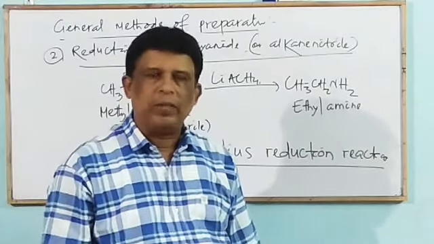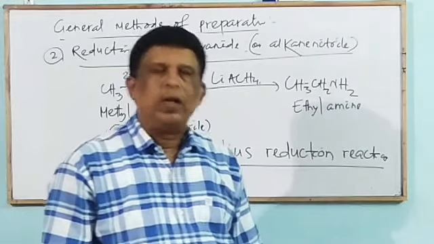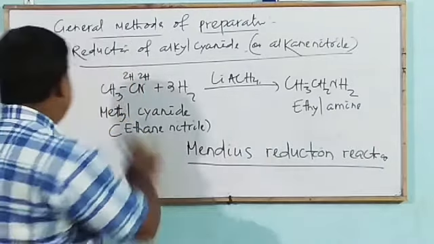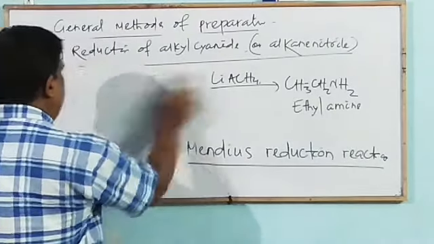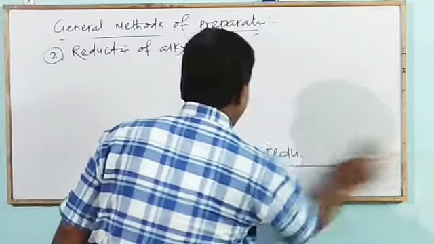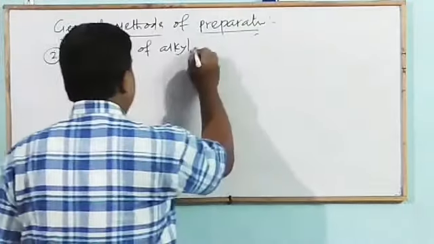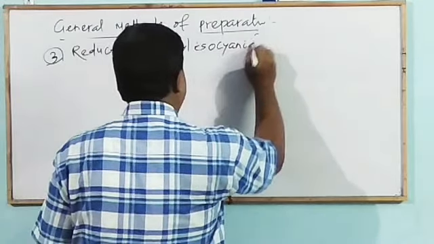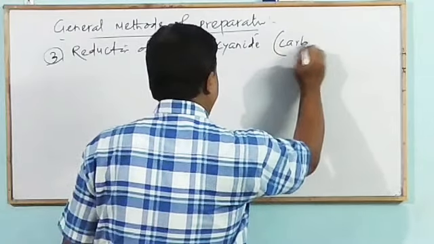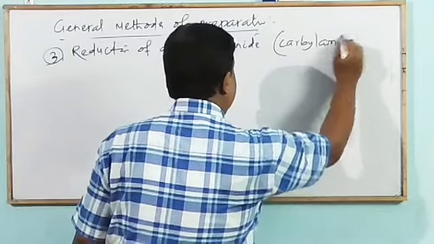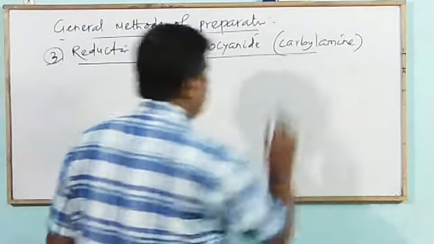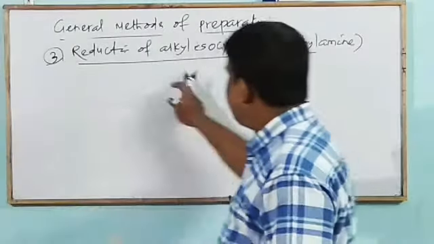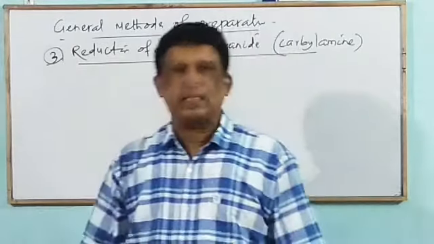Then switch over to the third method, that is reduction of alkyl isocyanide or carbylamine. Mark the third method. This method is meant for the preparation of 2 degree amine. Reduction of alkyl isocyanide gives secondary amine.